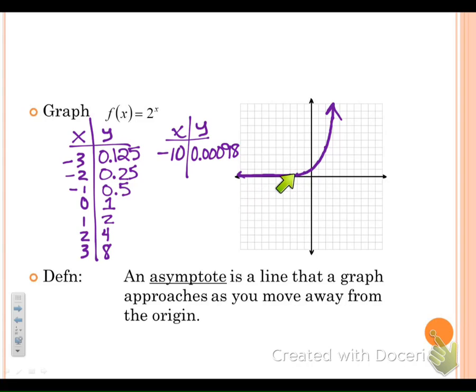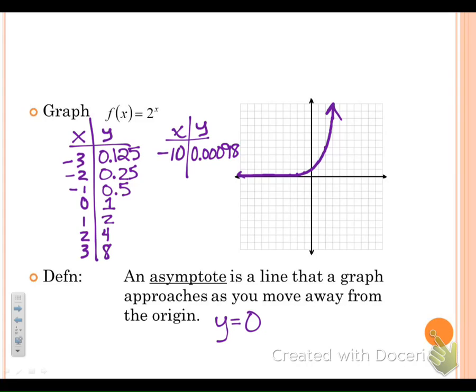We need to notice that this graph actually never, technically it's not supposed to touch the x-axis. This point 0.00098 is not on the x-axis. It's close, but not on it. We call this an asymptote when you get really, really close to a number and you slope off. That's where this asymptote, it's a line that a graph approaches as you move away from the origin. This line is technically where the y-coordinates, notice these y-coordinates are getting closer and closer to 0. So the asymptote would be y equals 0.